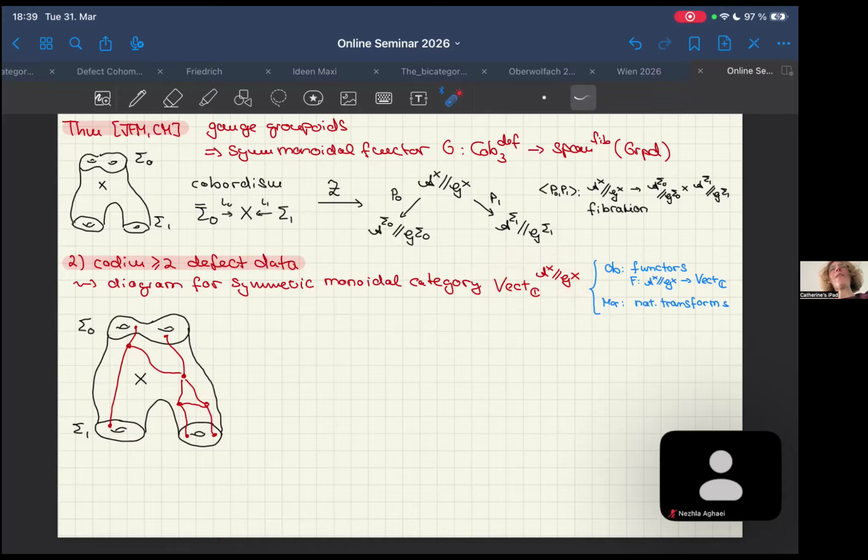of vector spaces. So in this category, we have as objects functors from the big gauge groupoid of X into the category of vector spaces, and as morphisms, we have natural transformations. And how do we see that this is such a diagram?